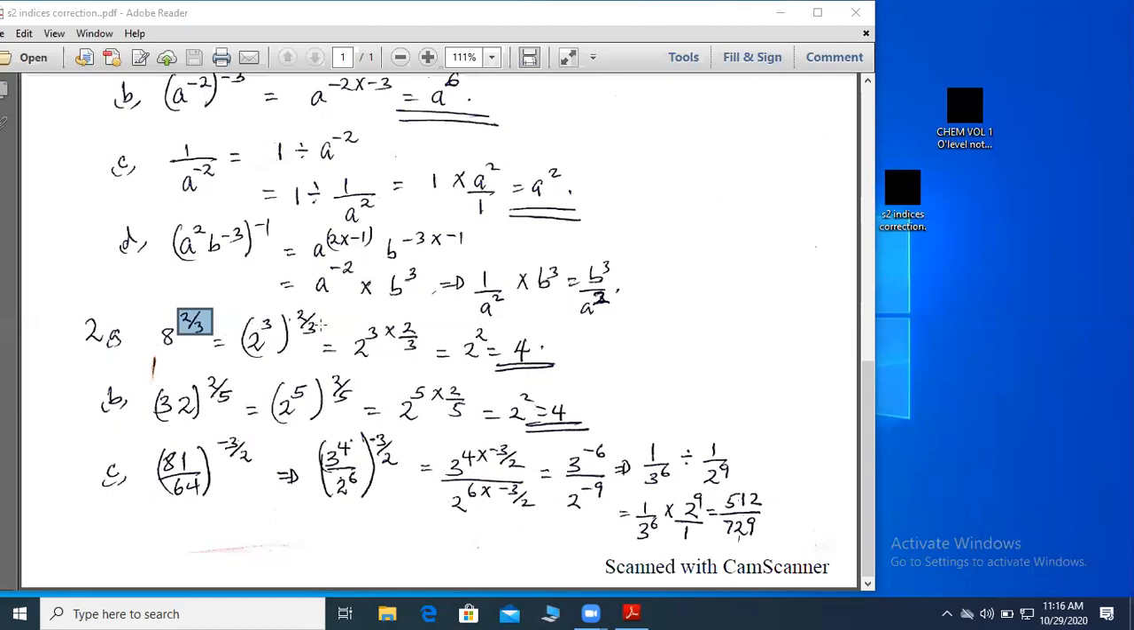Then there is another power which is 2 over 3. But when we have two powers on a base, we usually multiply the two powers. So this becomes 2 to the power 3 times 2 over 3, and the 3's will cancel, so you end up with 2 to the power 2, whereby the answer will be 4.